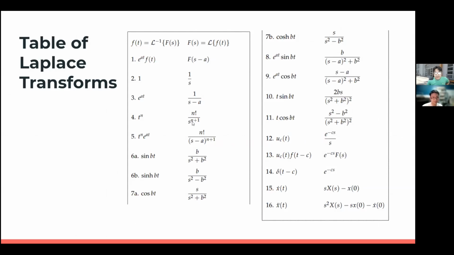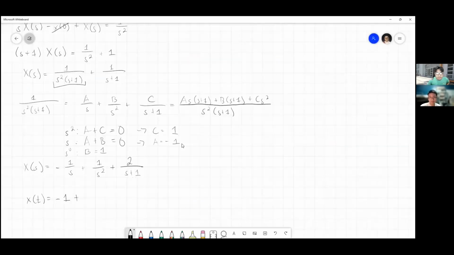So, that would be n equals 1. 1 factorial over s raised to 1 plus 1. So, yung n natin is 1, so magiging t raised to 1. Plus t raised to 1.